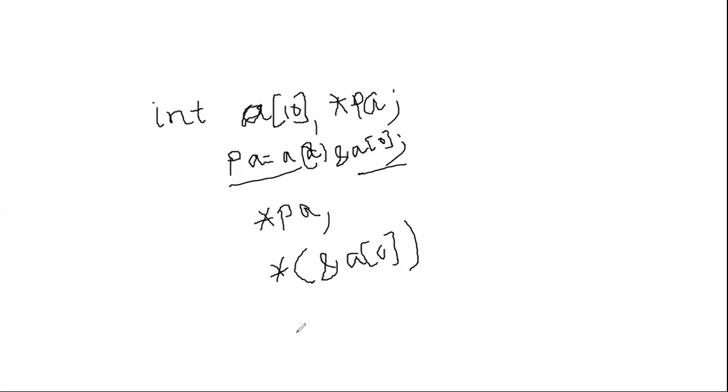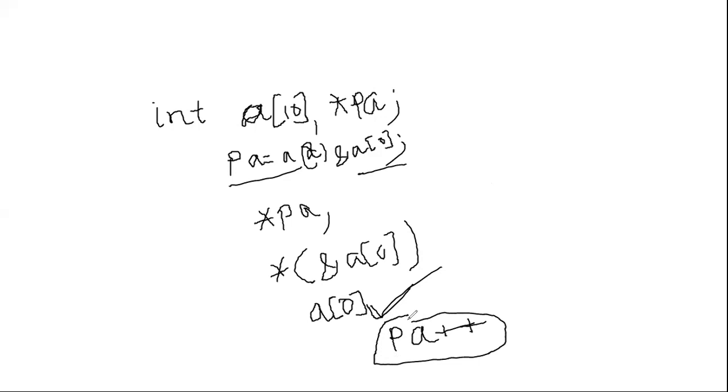Ampersand a of 0, so star of ampersand a of 0 is nothing but a of 0. So it retrieves the value of a of 0. What about the next element in the array? Just increment PA plus plus, because what is PA? PA is the address of the starting element.